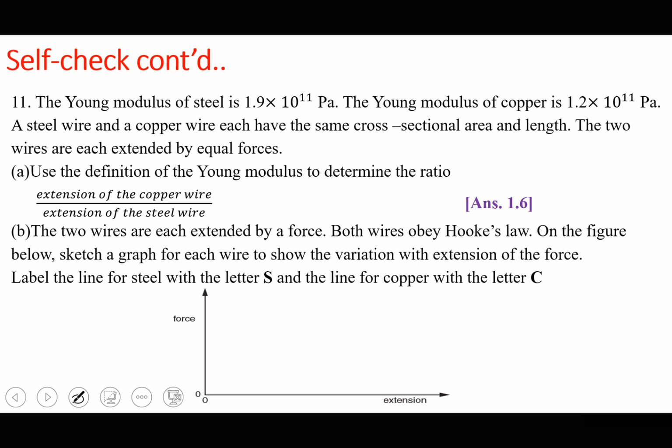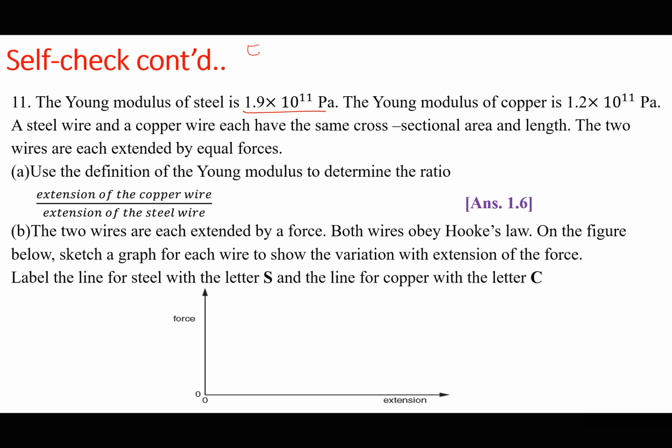The Young modulus of steel is 1.9 times 10 to the power of 11 pascals. The Young modulus of copper is 1.2 times 10 to the power of 11 pascals. The steel wire and the copper wire each have the same cross-sectional area and length. The two wires are each extended by equal forces. Use the definition of Young modulus to determine the ratio extension of copper wire over extension of steel wire.